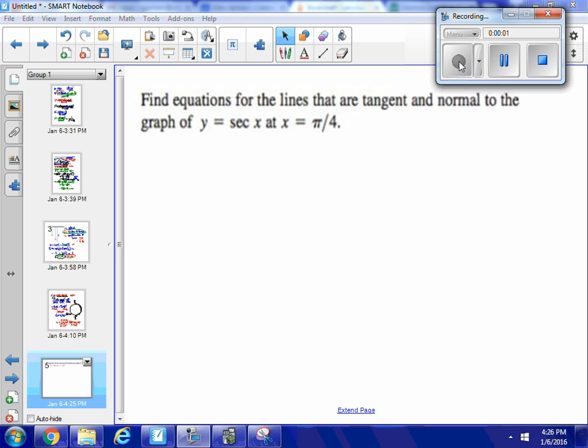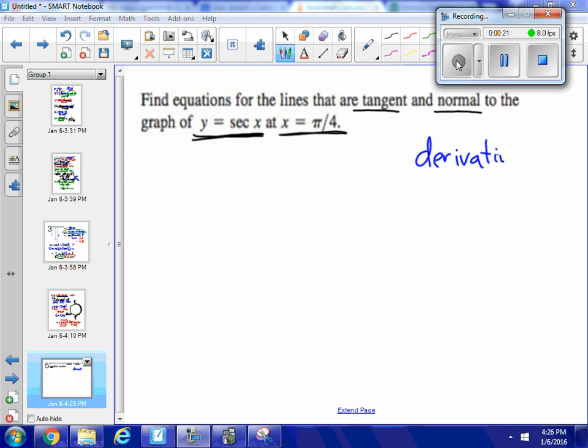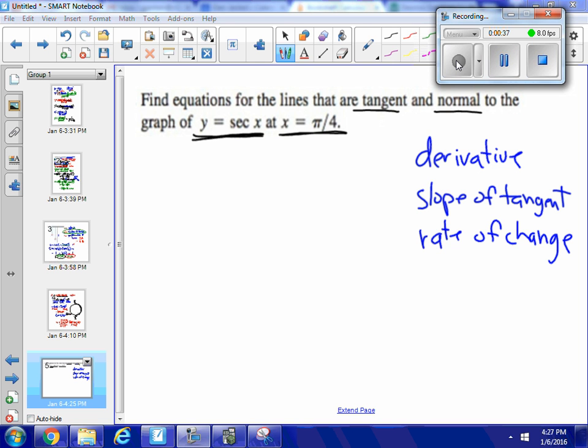In this problem, I need to find the equations for the lines that are tangent and normal to the graph of y equals secant x at the point x equals pi over 4. So let's remember something here. The derivative is the same thing as the slope of the tangent, which is the same thing as the rate of change, the instantaneous rate of change.